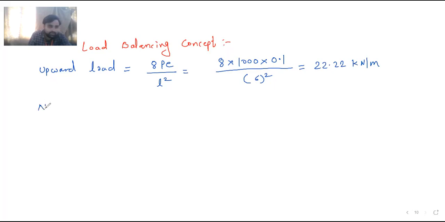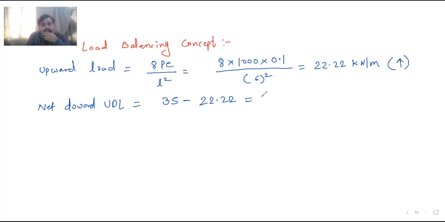Okay, so net downward UDL. Already there is 35 kilonewton per meter downward. Then this UDL is upward UDL. So minus 22.22. How much it is? 12.78 kilonewton per meter, and this UDL is downward UDL. Okay, because this is upward. If you less this from this, net load will be downward.